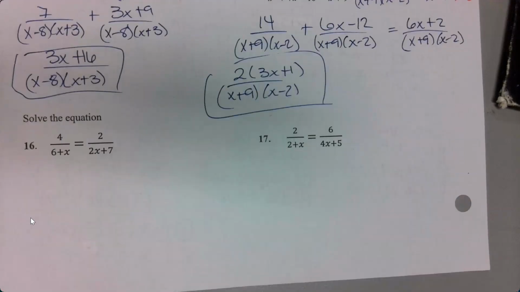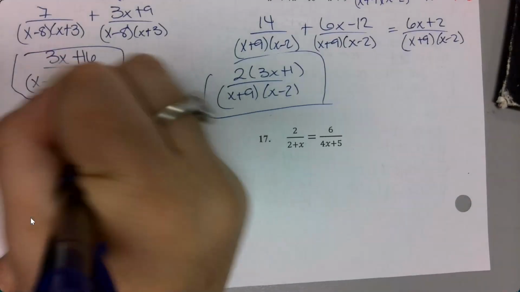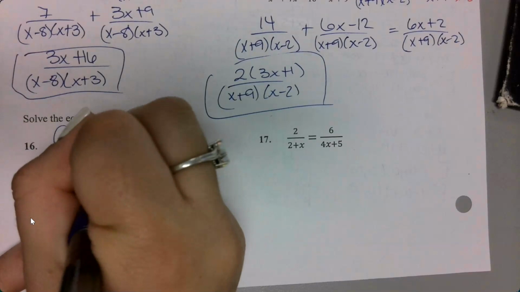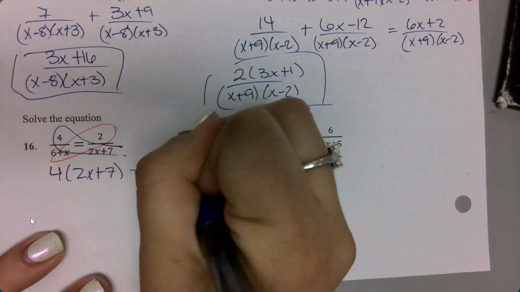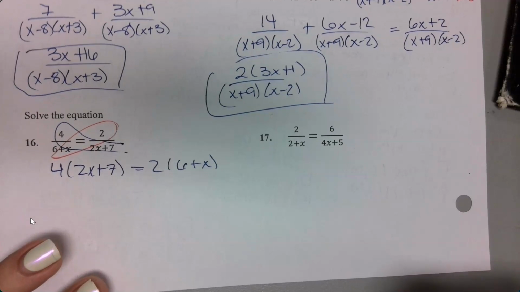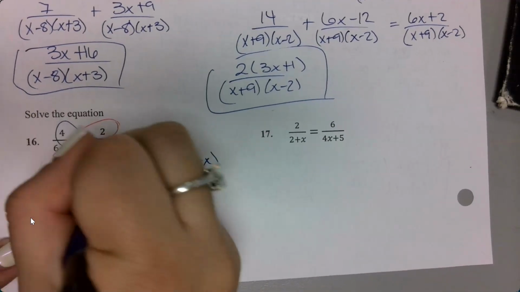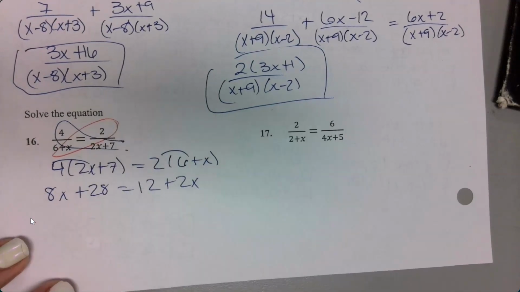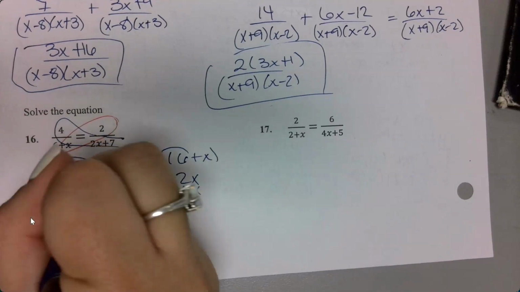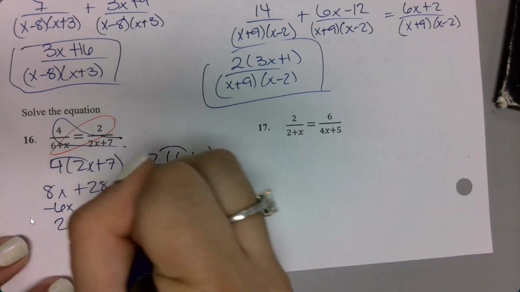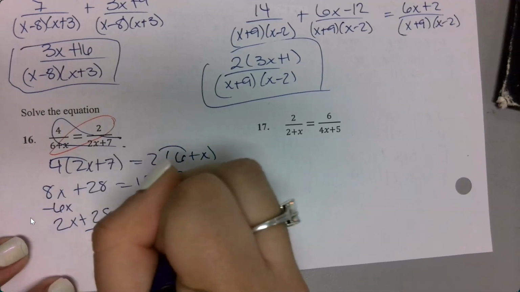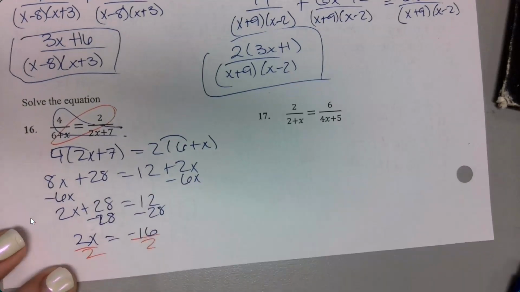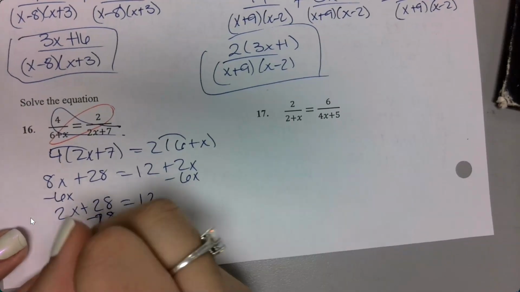On my last two, I am solving these equations. What I want to do is cross multiply. I'm going to take these two and multiply together. I have 4 times 2x plus 7 equals 2 times 6 plus x. And then I just distribute in, so I have 8x plus 28 equals 12 plus 2x. I want to get all of my variables on the same side. Subtract 6x, 2x plus 28 equals 12, subtract 28, 2x equals negative 16, divide by 2, x equals negative 8.